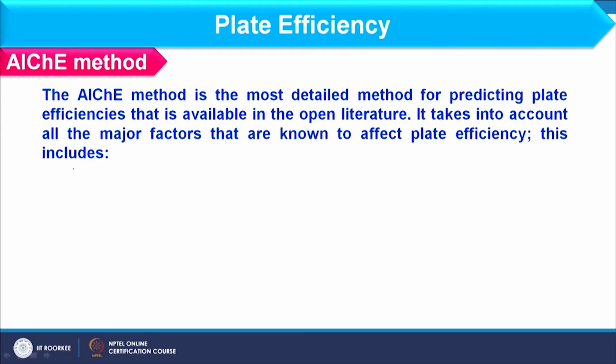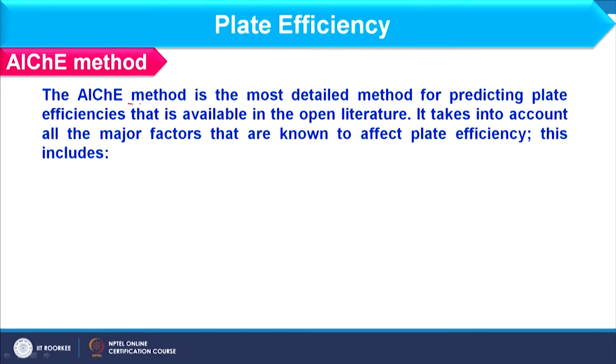Here I am with the AIChE method, which is the detailed method to find out plate efficiency. Usually, if you consider Murphy plate efficiency, there we consider only the composition depending upon the inlet stream as well as the outlet stream for vapor. However, in this AIChE method we consider other points also along with the concentration.